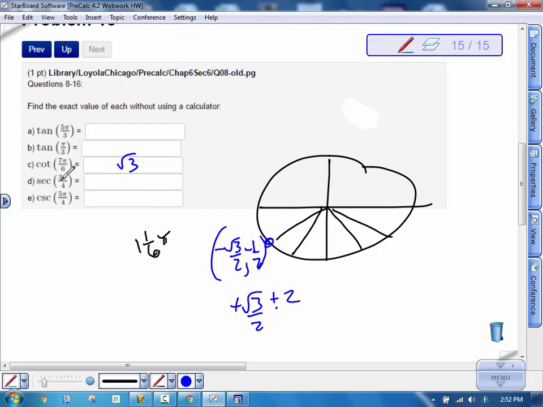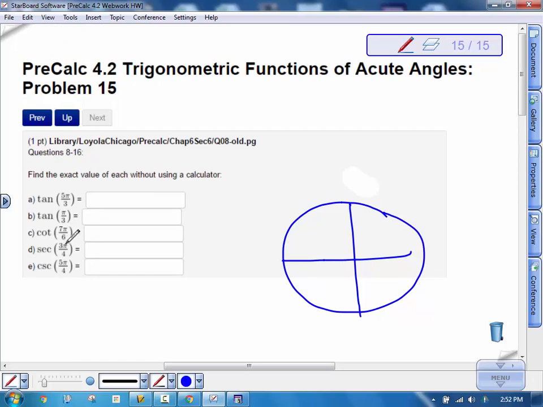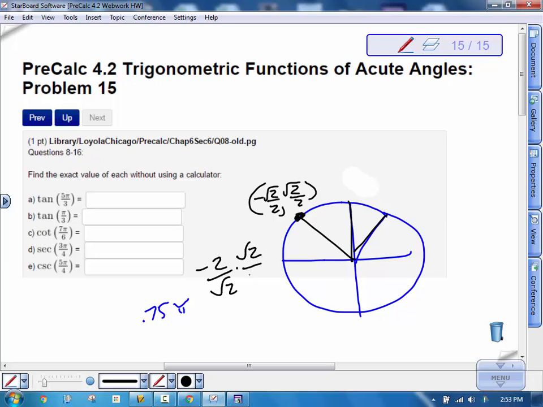Alright, next one, secant 3 pi over 4. That's really 0.75 pi, so let's divide this into 4 equal parts, 1, 2, 3, 4, and we're looking at this point right here. We know that's negative square root of 2 over 2 comma square root of 2 over 2. Secant is the reciprocal of cosine, so instead of cosine we need to reciprocate this, which gives us negative 2 over the square root of 2, which if we rationalize gives us negative 2 square root of 2 over 2, which is just negative square root of 2.